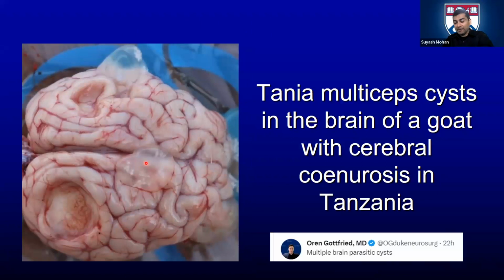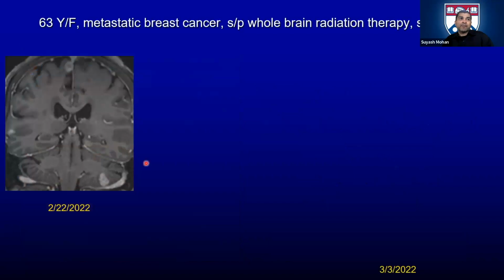Now, I will be going to Tanzania. Actually, this morning I was getting, as part of an RSNA assignment to Tanzania, and I was looking up, and then I found this. Look at this. These are all these Taenia multiceps, which happens in animals, right? And all these parasitic cysts, and that's how they look like, right? In the brain of a goat.